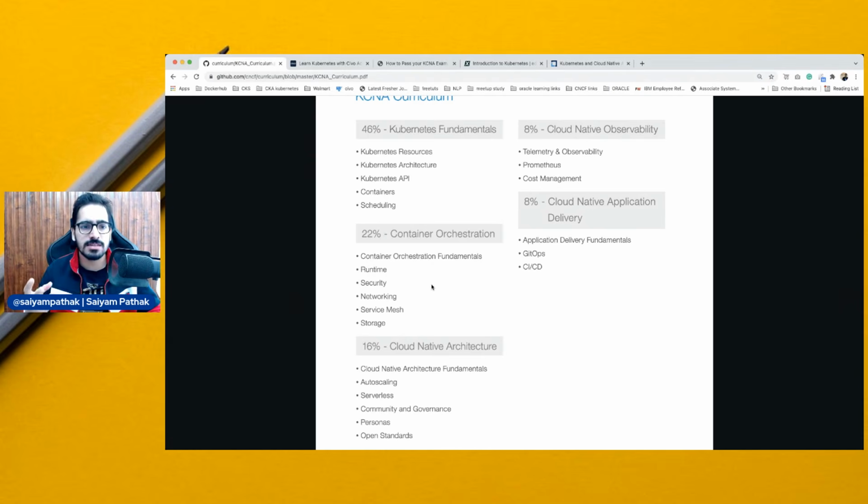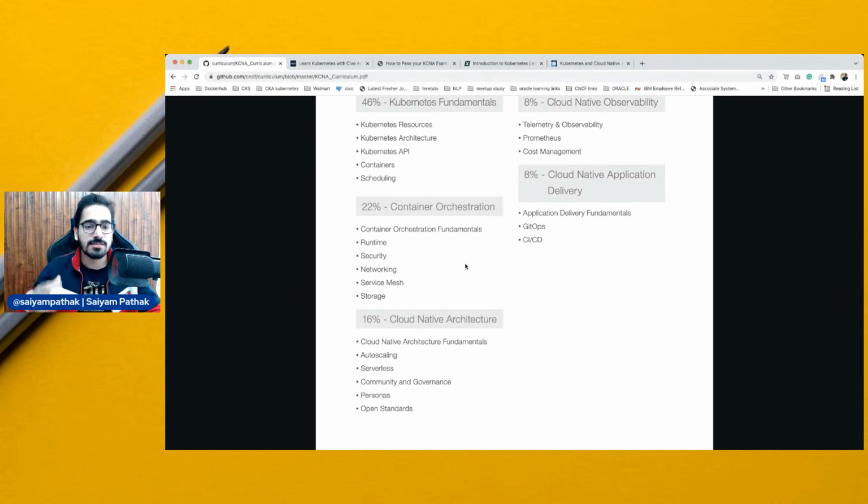I think these three things are common across all the areas. Next is cloud native architecture. You need to know the cloud native architecture fundamentals, like what are the building blocks when you think of creating a cloud native application. What are the principles to be followed? Then you have auto scaling: the horizontal pod autoscaler, VPA, cluster autoscaler. What are they? How do they work?